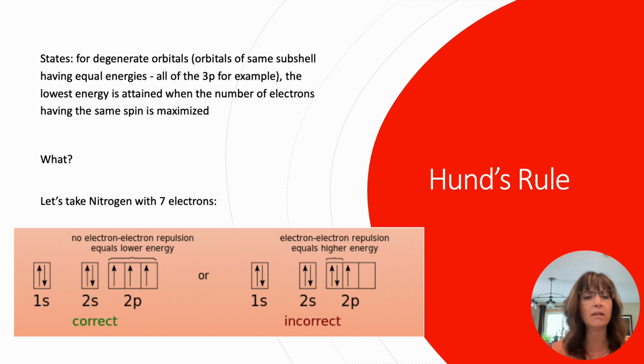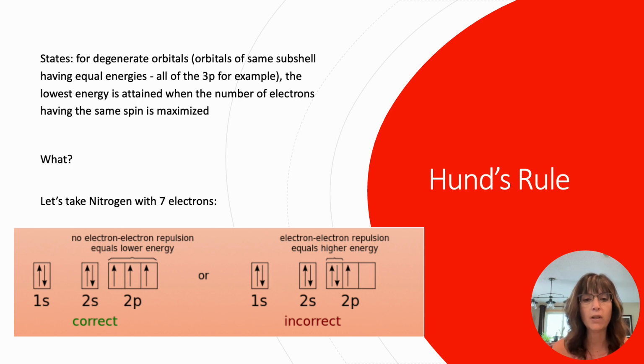This is probably most easily explained by looking at the picture. Here's the correct way to do nitrogen. The 1s has an up and a down arrow because 1s holds 2 electrons. 2s has 2 electrons, up, down. Nitrogen only has 3 in the p. You would put 1 in each orbital. Each one has the same spin. Now, what's incorrect?